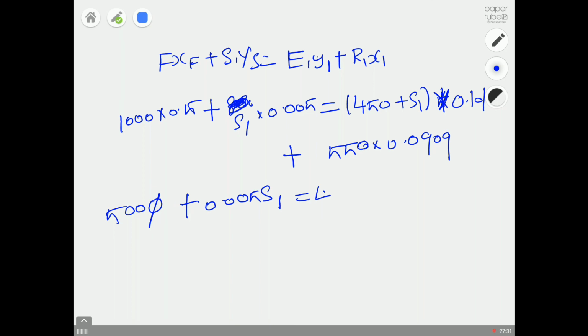450 multiplied by 0.101 should be equal to 45.45, plus 0.101 S1, equal to 550 multiplied by 0.0909, so 49.995.